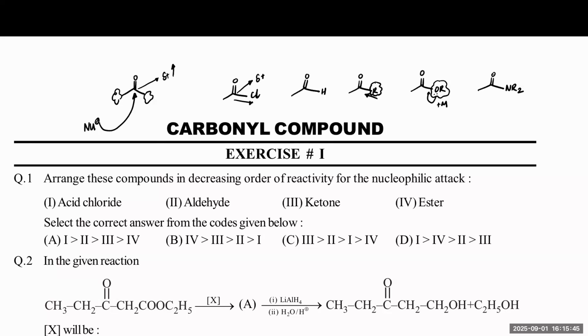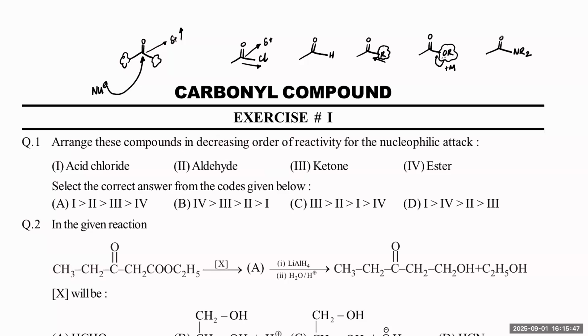Okay, guys. Now, if I have to put the order, then first one definitely is the most reactive, then second one, then third one, and then fourth one. That is option A. Clear? So remember, what are the factors that decide? Delta positive on the carbon and crowding.